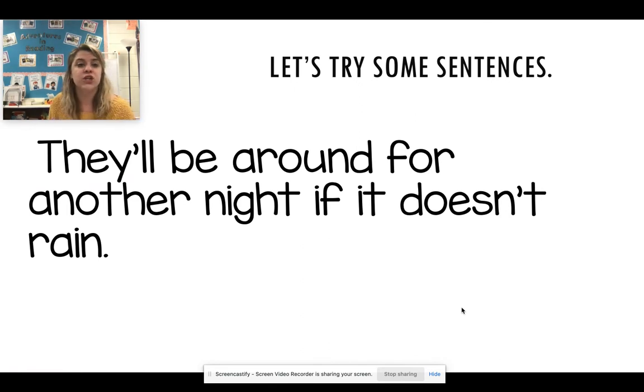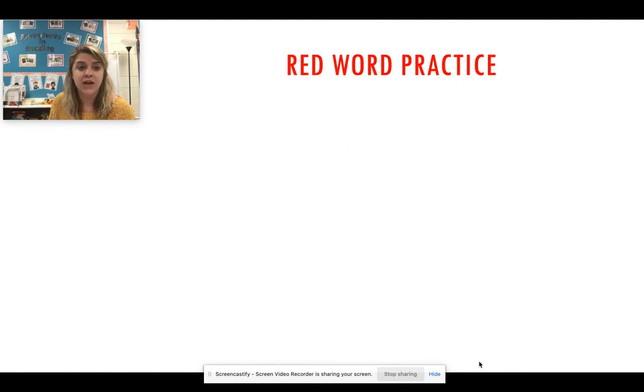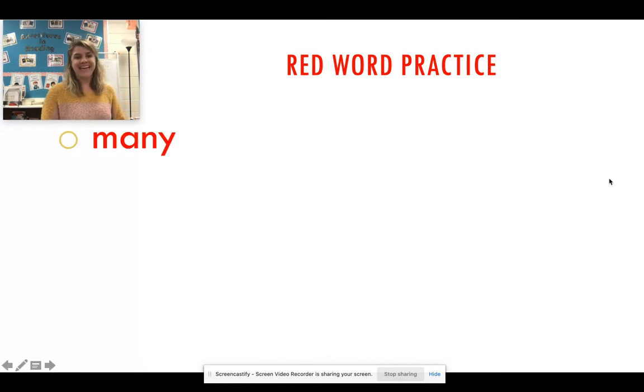Today for red words, you're going to need a red crayon, and that is it. Well, a red crayon in your phonics journal or a red marker in your whiteboard, either way, okay? Here we go. Our first word for this week is many. Let's write the word many with our red crayon or marker. Spell it out loud so that we can get it into our brain.